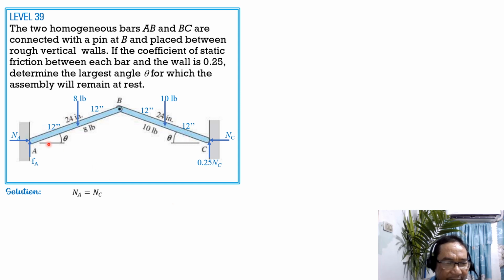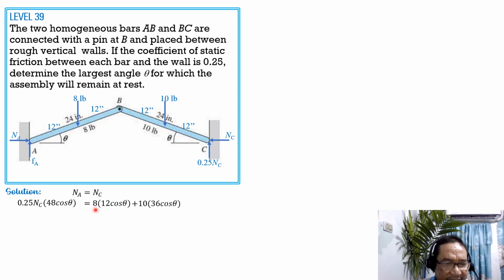So summation moment about A equals 0 considering the entire system, counterclockwise positive. So we have 0.25 N sub C. This total horizontal distance is equal to 48 cosine of theta. So 0.25 N sub C times 48 cosine theta equals 8 times 12 cosine theta. This is 12 cosine theta. Then plus 10, so we have 24 cosine theta plus 12 cosine theta, so plus 10 times 36 cosine of theta.